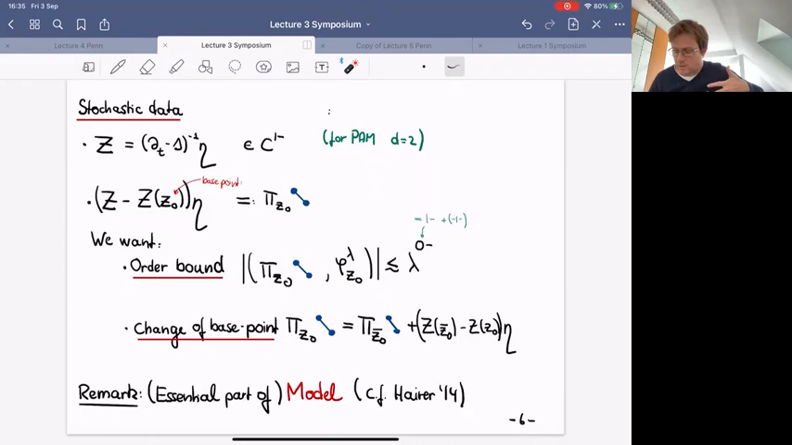So we want for this object here, just as I had already announced, again the same kind of properties as we had already seen before. So we want to have an order bound, and it's very important. In this formal derivation that I showed you yesterday, on the previous slide, it's very natural that you have this base point dependence, right?